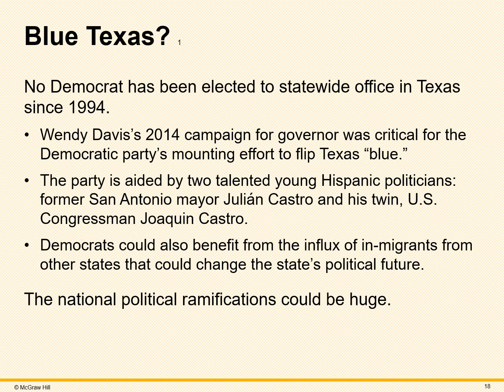Blue Texas. No Democrat has been elected to statewide office in Texas since 1984. Wendy Davis's 2014 campaign for governor was critical for the Democratic Party, mounting efforts to flip Texas blue. The party is aided by two talented young Hispanic politicians from San Antonio, Mayor Julian Castro and his twin, U.S. Congressman Joaquin Castro. Democrats could also benefit from the influx of in-migration from other states that could change the state's political future. The national political ramifications would be huge.